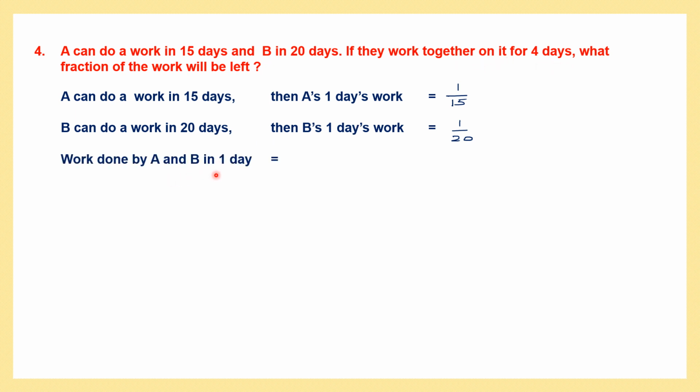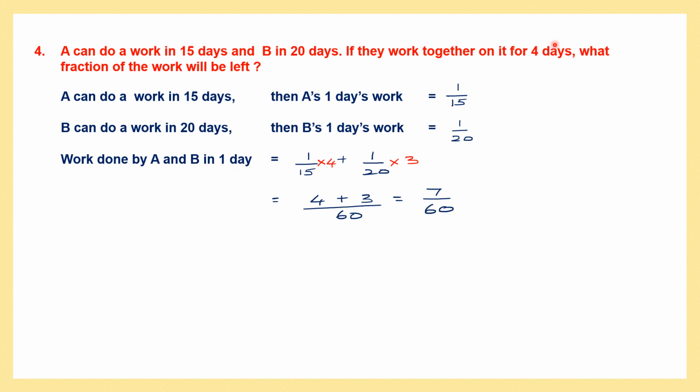Work done by A and B in 1 day: first we need to find it by adding these two. That is 1/15 plus 1/20. So here we need to find the LCM of 15 and 20. The LCM is 60. Now 15 into what is 60? 15 into 4 is 60, so multiply both by 4. 1 fours are 4 plus 20 into 3 is 60, so multiply both by 3. 1 threes are 3. So here we have 7/60. This is the work done by A and B in 1 day.